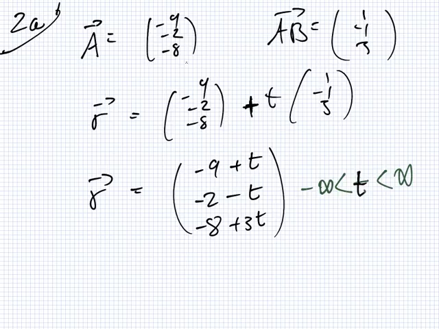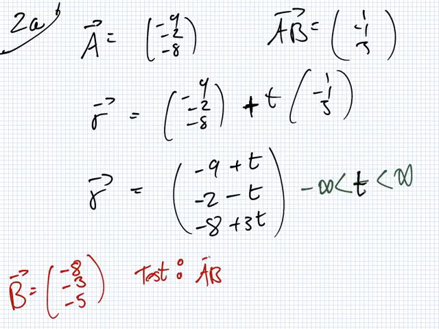I get A. And actually, if you think about it, this is kind of a sneaky way to work out what the B was, because do you remember, what do I make T equal to get the B? 1. Yeah, so as a sneaky little thing, let's see what the B was. If T is 1, what do we get? -8, -3, -5. Let's test if that was true. What's AB? B minus A. So B minus A. -8 minus -9? 1.